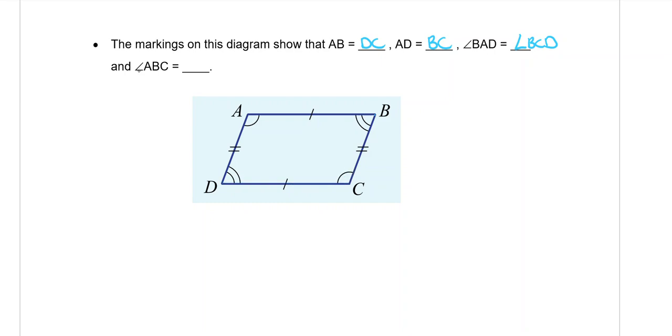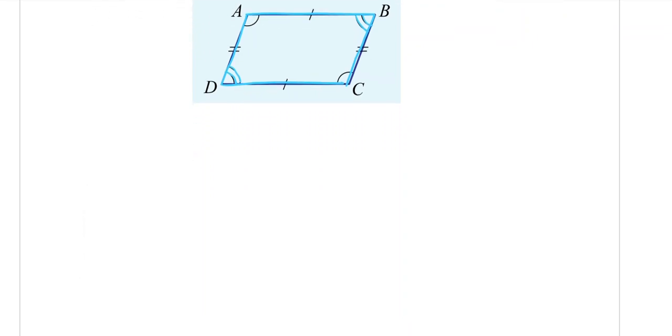One last one, angle ABC is the 2 arced angle there. So we have the other 2 arced angle in this bottom left corner, and it's going to be angle ADC. Okay, so that's how you name and match sides and angles.